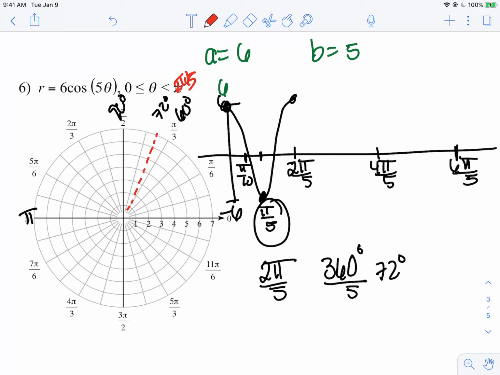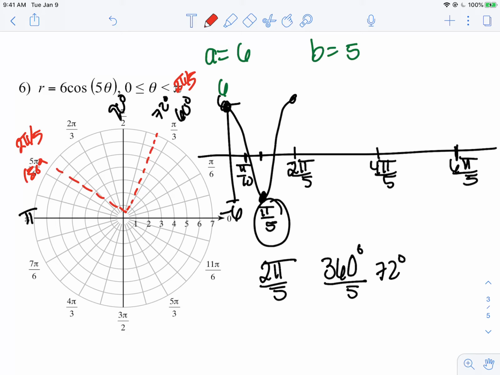So then we're going to add 72 to get the next leaf. 72 plus 72, and then we get the next leaf at 144. So I know this is 135. So 144. No, wait, is that one? That's 150. Okay, so that's 150. So then 144 is somewhere over here. Right? So this is going to be 2 pi over 5. And we keep going.